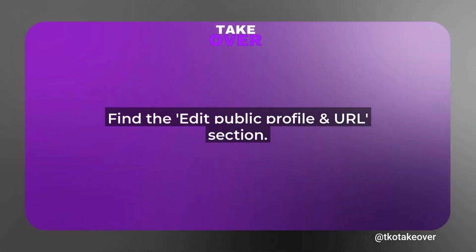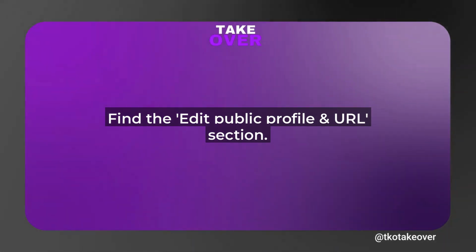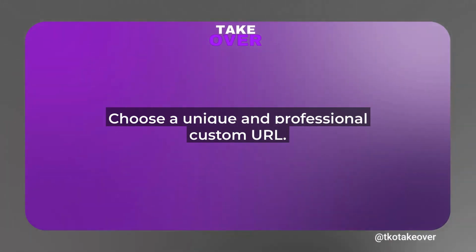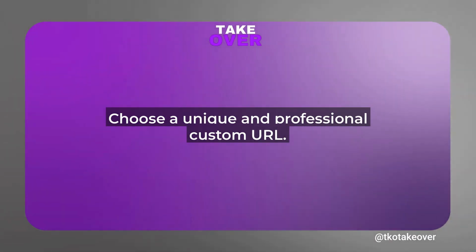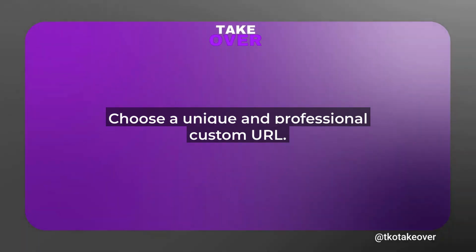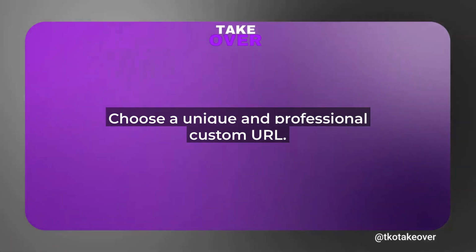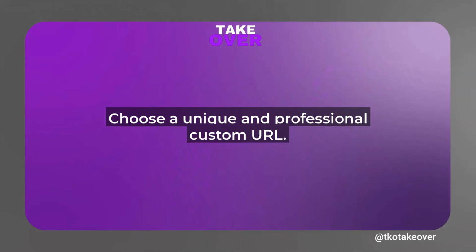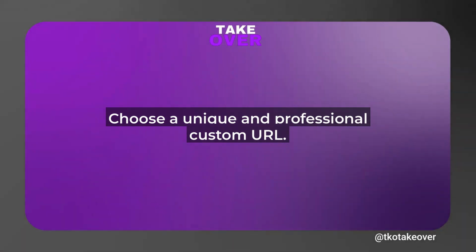To edit it, simply type in your desired URL in the provided field. Remember, it has to be unique, so if your first choice is taken, try adding numbers or a middle initial. Once you're happy with it, hit the Save button at the bottom of the page. LinkedIn will confirm the change, and you're all set.